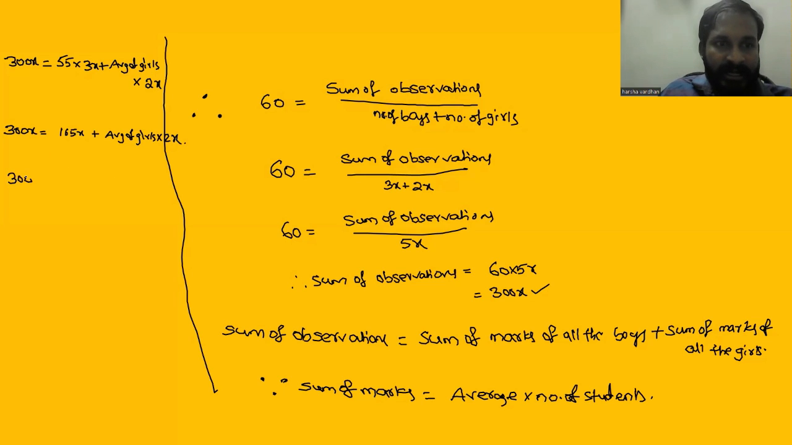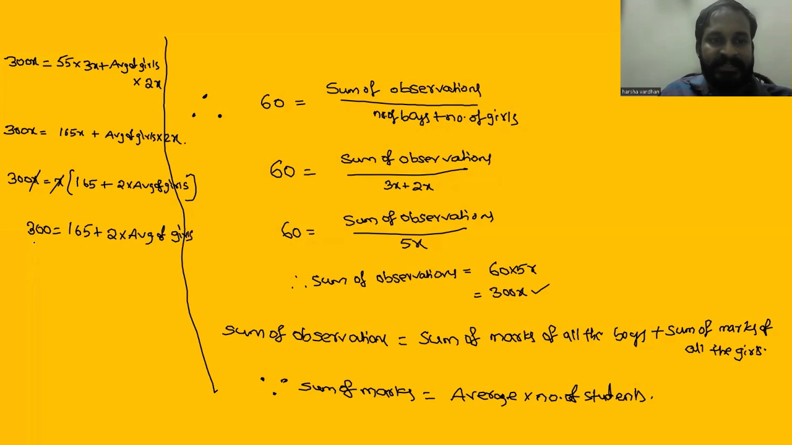Now here, 300x is equal to, taking x as common, x times 165 plus 2 times average of girls. Everything is correct. Now, x and x will get cancelled. So we will be left with 300 is equal to 165 plus 2 times the average of girls.